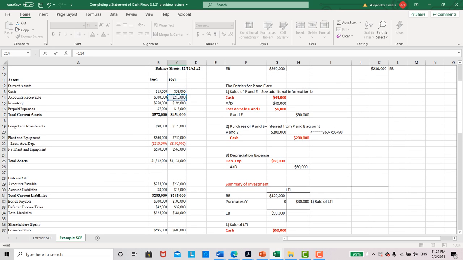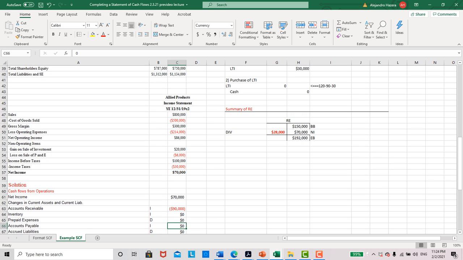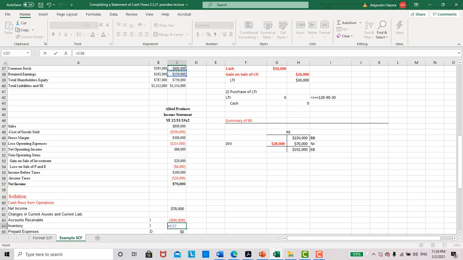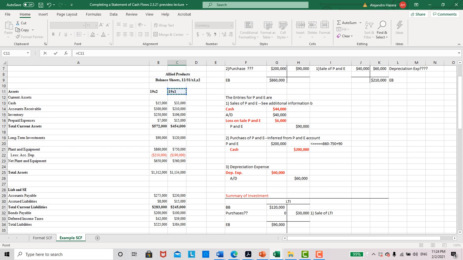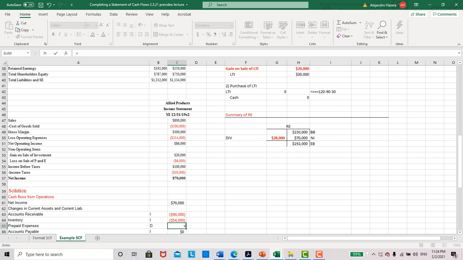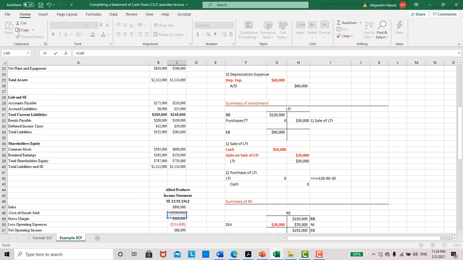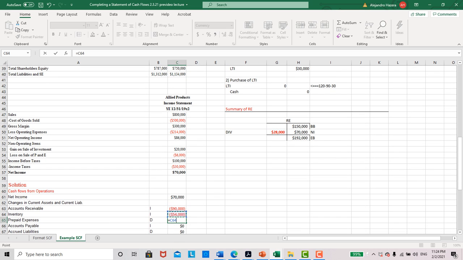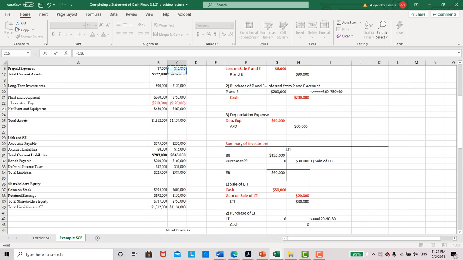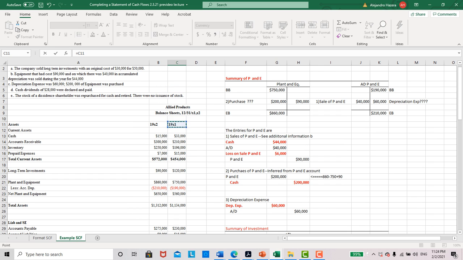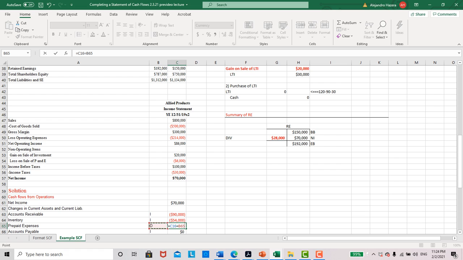which is, wait a minute, I made a little mistake here. Now do that for inventory. Inventory went up by 54, so you need to subtract it out. That's the effect. And do it also for other current assets, I think, or for prepaid expenses, except that seems to have gone up, so you're going to subtract it out. Prepaid expenses went down, so you're going to add it back.